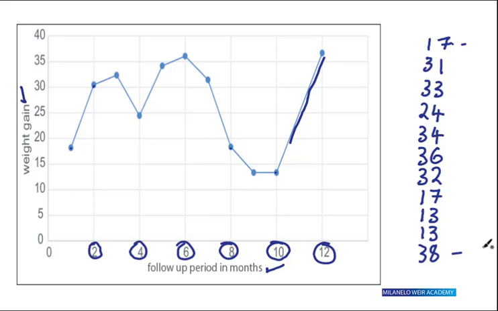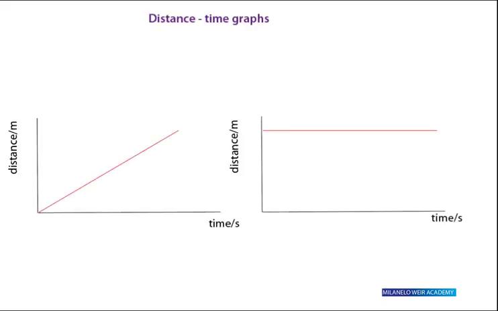Okay, so let's go on and look at motion graphs, and we'll start with distance time graphs. Well, here is an example of a distance time graph. We have drawn two of them. What we really want to do here is to look at the slope. The slope is called a gradient. And this is how you calculate a gradient. Gradient or slope.